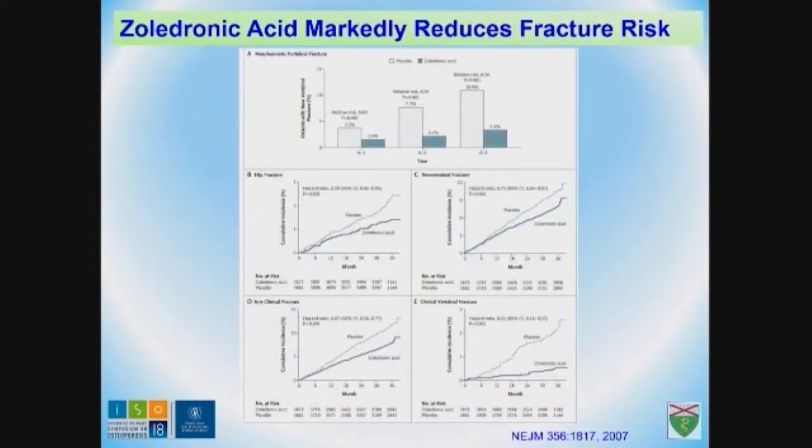And that's why we see this marked improvement in fracture risk with drugs like zoledronate, one of our most effective anti-resorptive agents. This is looking at morphometric vertebral fracture in the first year, second year, third year. I won't go through these slides in detail. The blue line is the zoledronate group. This is cumulative incidence of hip fracture, non-vertebral fracture, clinical fracture, any clinical fracture.